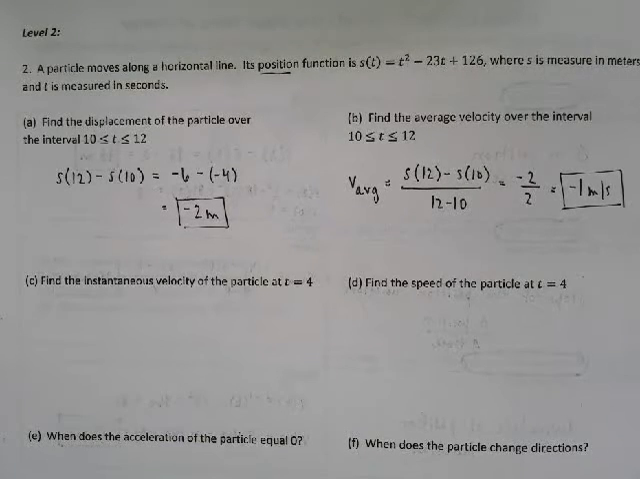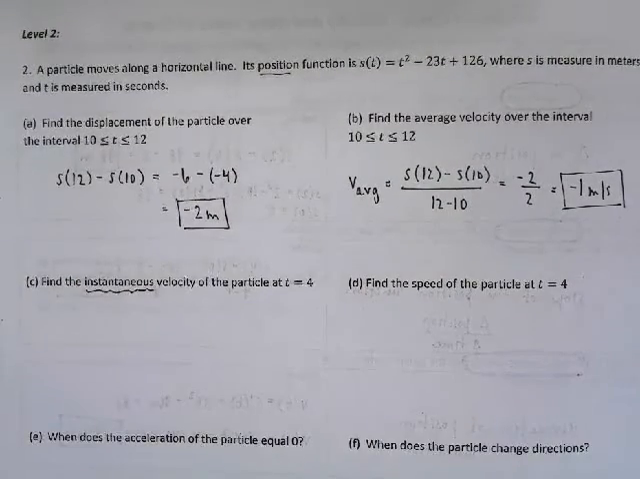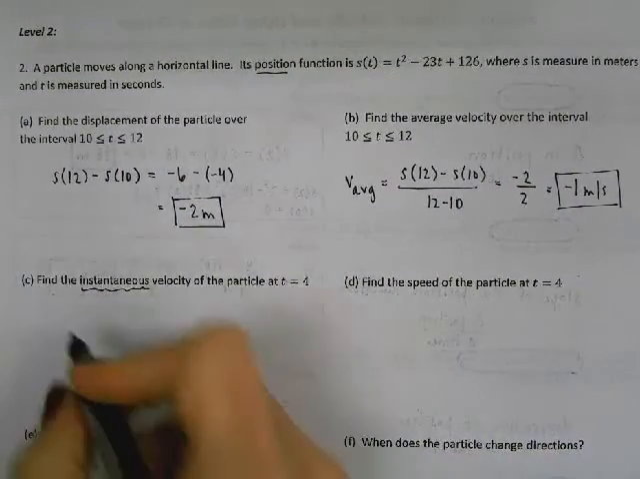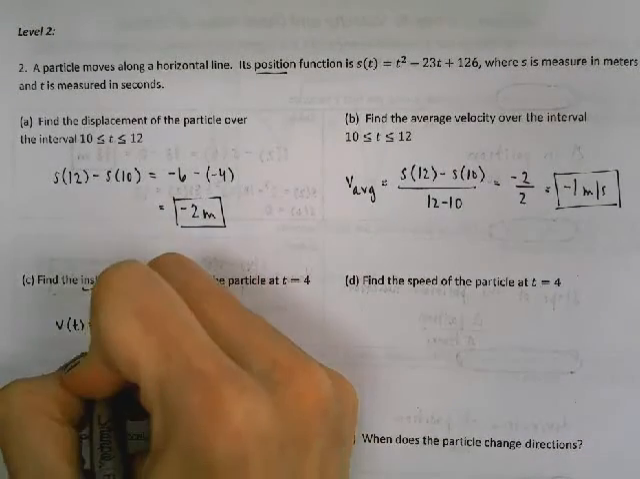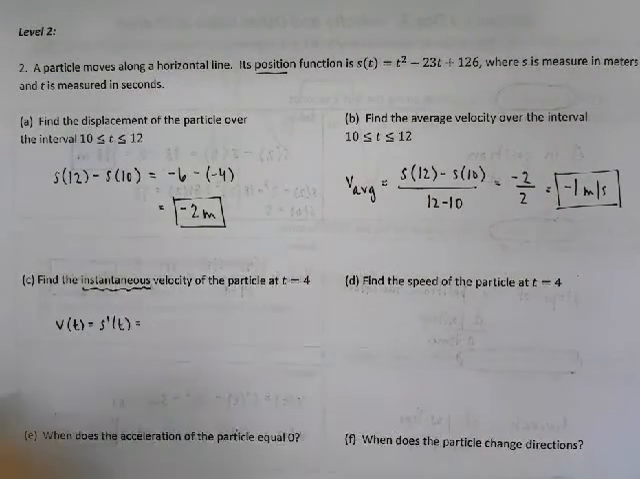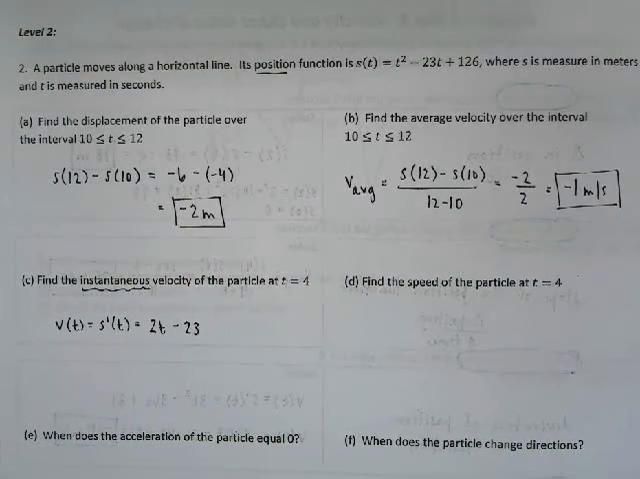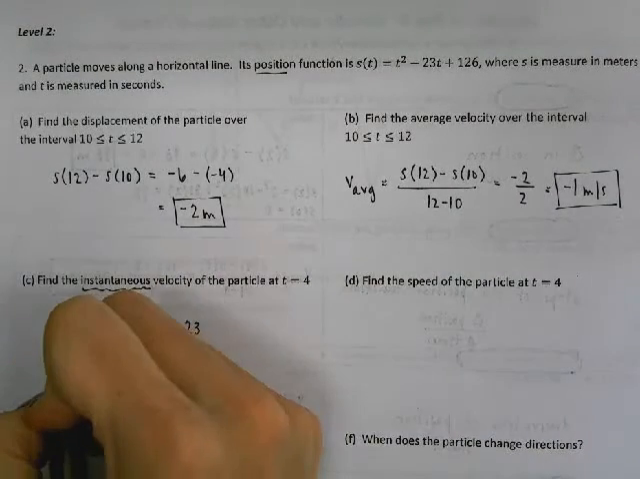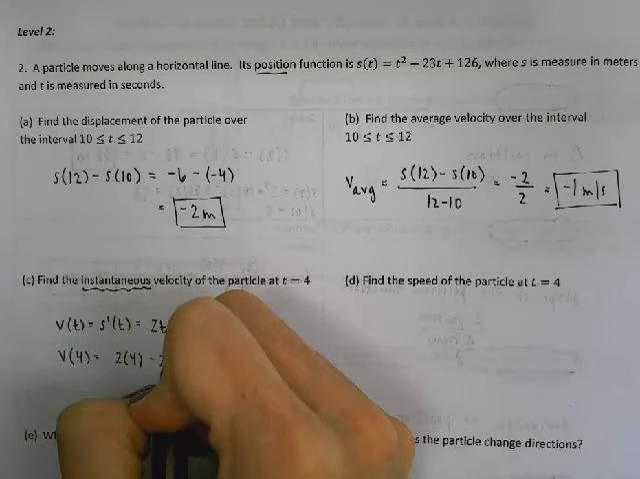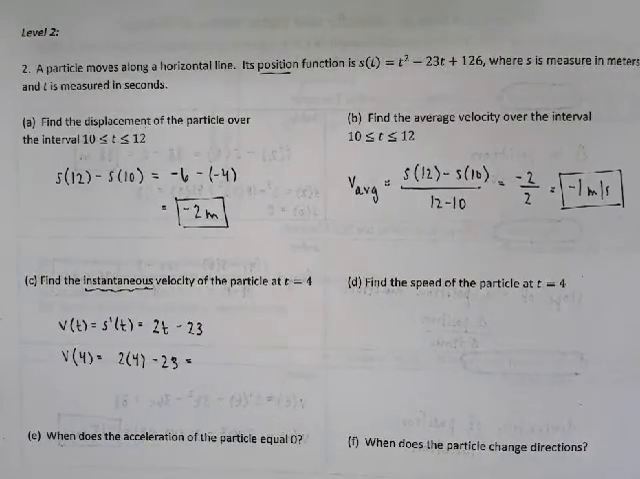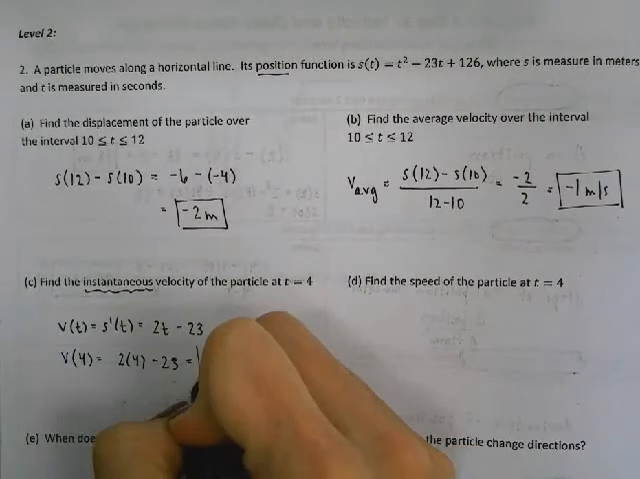Okay, so now is where I get into my derivative with my instantaneous velocity. That tells me I need a derivative. So the first thing I need to do is figure out my velocity function. Again, that's the first derivative of position. So I have 2t minus 23, a nice easy function to work with. And I'm going to find my velocity at t equals 4. And I get -15 meters per second.